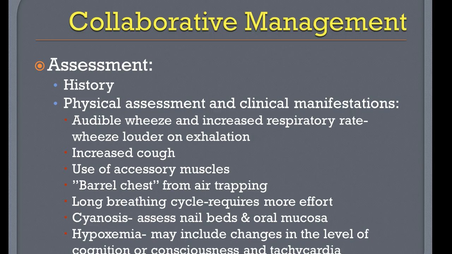Use of accessory muscles. Now when we talk about barrel chest, this isn't something we see very often in asthma. Severe asthma may have a barrel chest. Those are people that have had a long-standing, very uncontrolled asthma. But for the most part, we don't really see barrel chest with asthma because it is a reversible type of respiratory disease. We see barrel chest more associated with our patients with emphysema. But they do have a long breathing cycle which requires more effort.